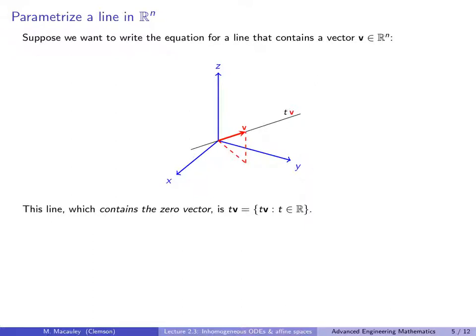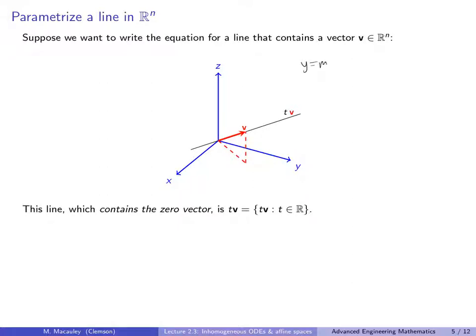And I say Rn, this is going to assume that n is at least 2, although we can't really draw or visualize anything higher than R3, so we're just going to draw it in R3. So suppose that we want to write the equation for a line that contains a vector, v. So here's a vector v, and we want to describe the line that goes through that vector v, and that's through the origin.